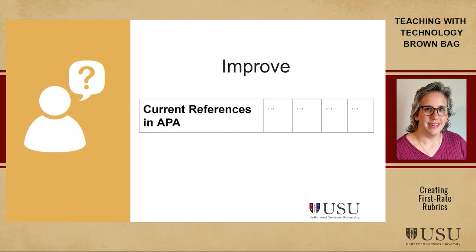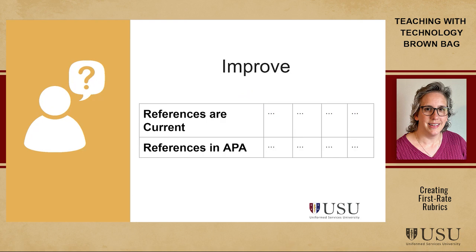What does current mean? Your definition of current might be very different than the definition your students have, so that is important to define clearly. Is it within 10 years, 5 years, 2 years? You need to make sure that that information is included in the performance criteria that you put in your rubric, and we will be talking more about that in a little bit.